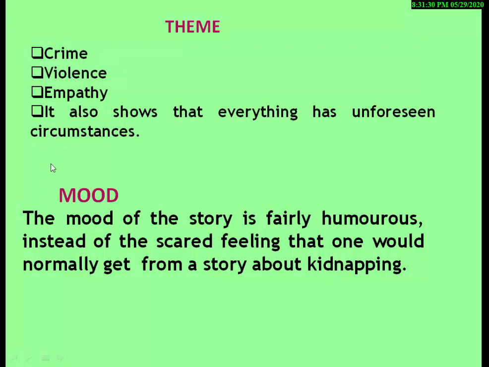It also shows that everything has unforeseen circumstances. The mood of the story is fairly humorous instead of the scared feelings that one would normally get from a story about kidnapping. Here, I would like to briefly analyze the story as a whole.